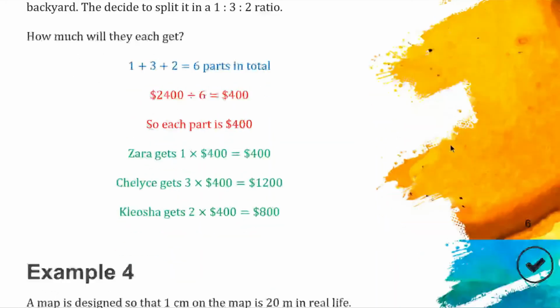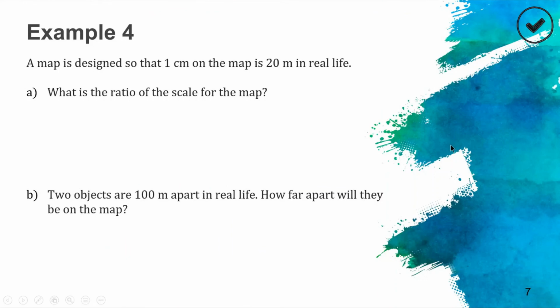Okay, up next, we are starting to look at scales with regards to maps, because this is where a lot of people use scales and ratios in real life. So we have a map designed so that 1 centimeter on the map is 20 meters in real life. Okay, so anything you measure on the map, if it was 1 centimeter, in real life, that distance would be 20 meters. Question A, what is the ratio of the scale for the map?